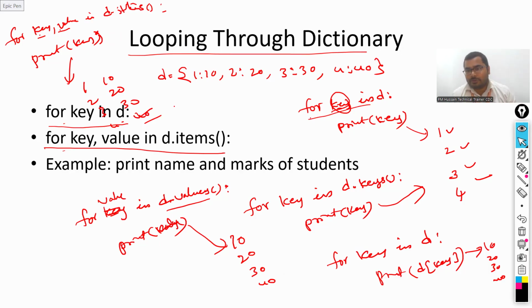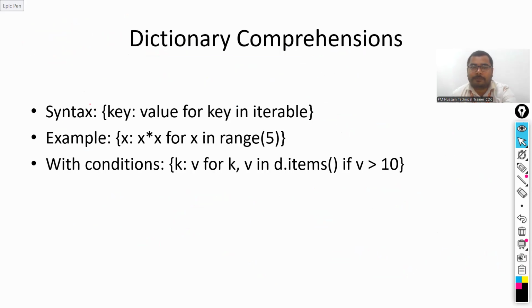Okay, so like this you can loop through a dictionary and you can print either keys, or values, or key value pairs also. With those values, if you want to do some other operations inside the for loop, you can perform them. Okay, so this is how you can loop through the dictionary.